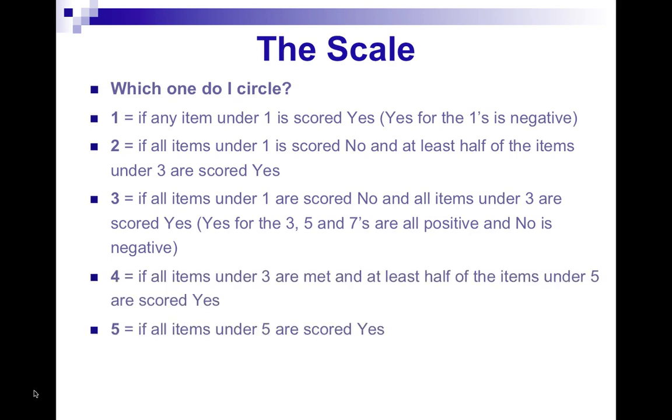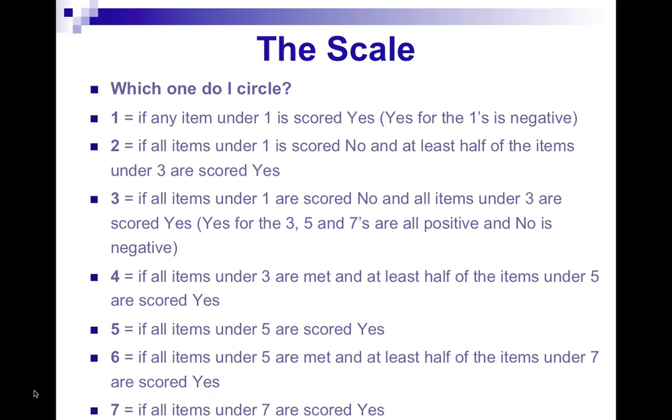The 4s and 5s: if all items under 3 are met and at least half the items under 5 are scored yes, then you'd circle that 4. You'd circle a 5 if all the 1s are no, the 3s are all yeses, and all the 5s are yeses. And then the 6s, of course, you have that 50% rule again. So all the 5s have to be yes, and then at least half the 7s need to be yes. And in order to get that 7, you have to have all yeses in the 3s, the 5s, and the 7s. Okay, so I made a note, so I'll make this slide available to help you with that scoring part.